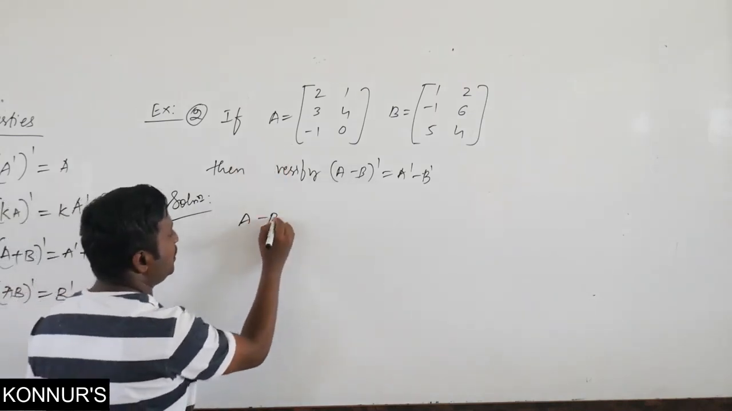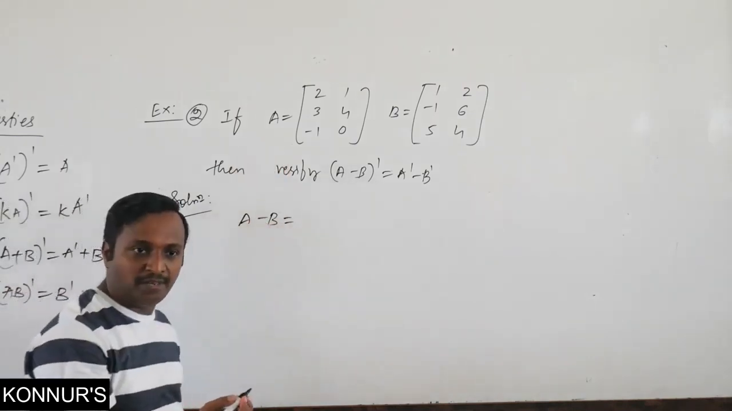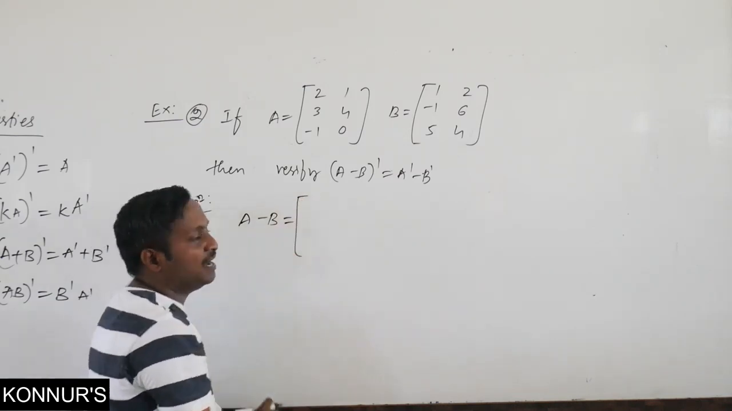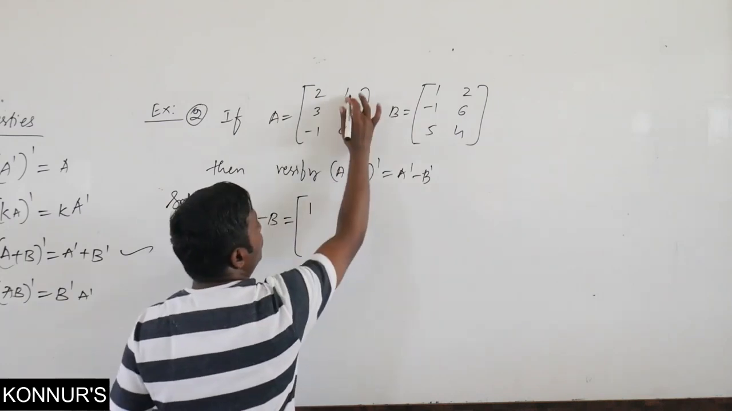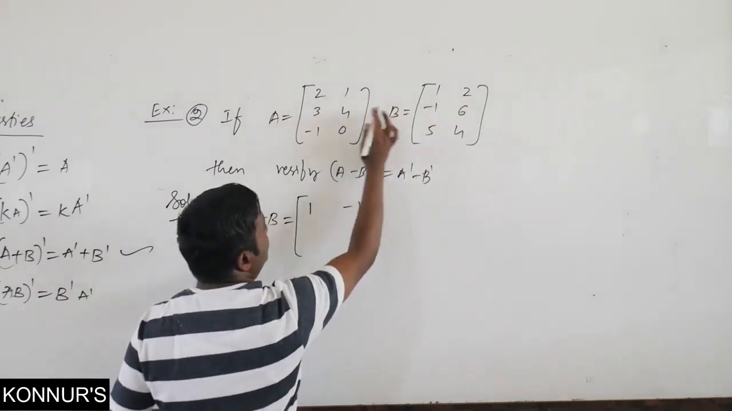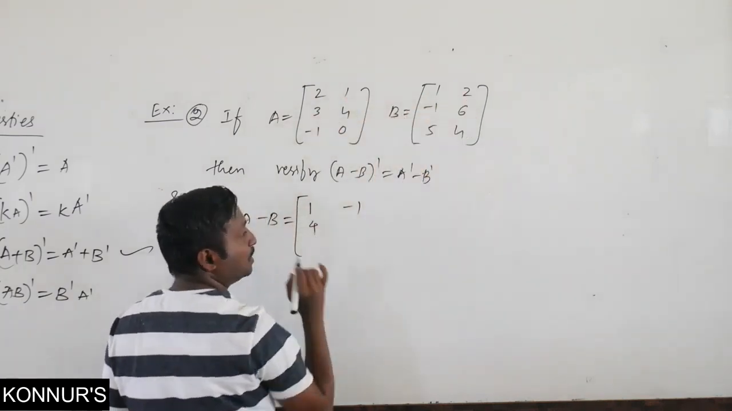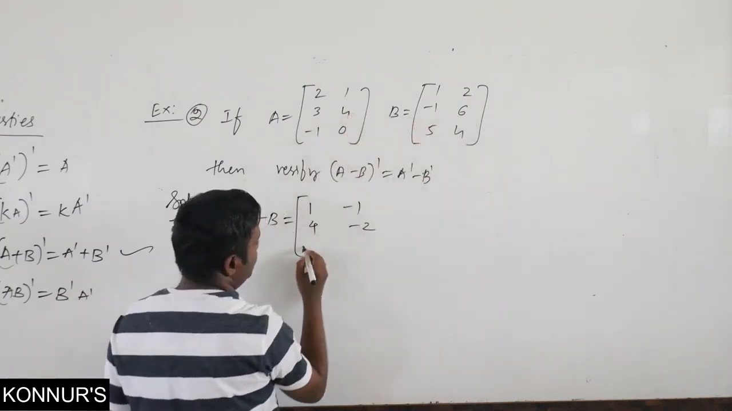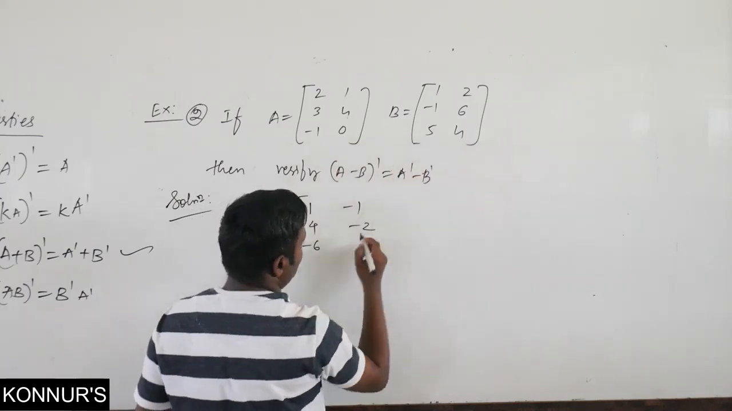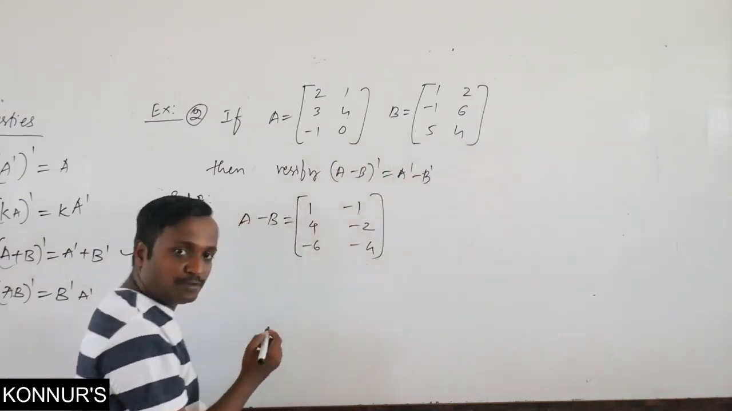First we need to find A minus B. How to subtract? 2 minus 1 is 1. 1 minus 2 is minus 1. 3 minus 1 becomes plus 1, it becomes 4. 4 minus 6 is minus 2. Minus 1 minus 5 is minus 6. 0 minus 4 is minus 4. A minus B is enough.